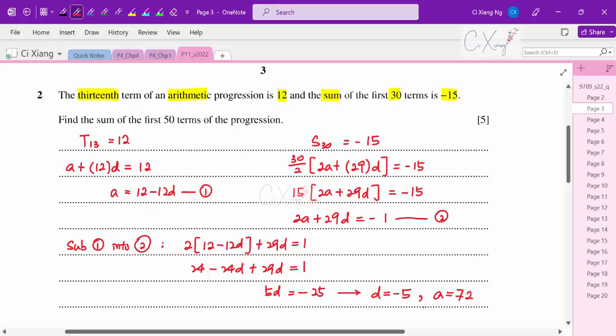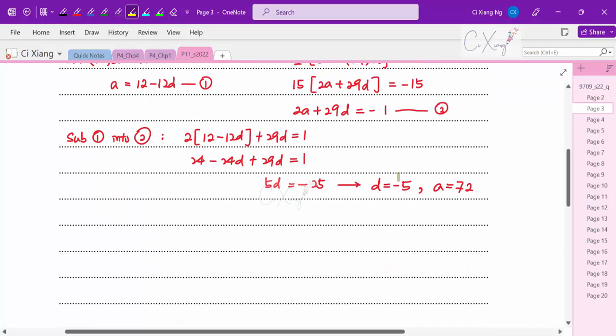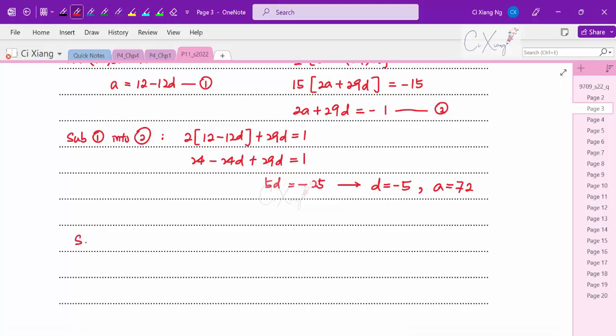And if we look back to the question, basically they want us to find the sum of the first 50 terms of the progression. So I would like to use these two values that I found here to get the sum of the first 50 terms. It will be n divided by 2, 2a plus n minus 1, which becomes 49, and the d is negative 5. So by pressing the calculator, if you didn't do any careless mistake, then the answer that you get should be negative 2525.